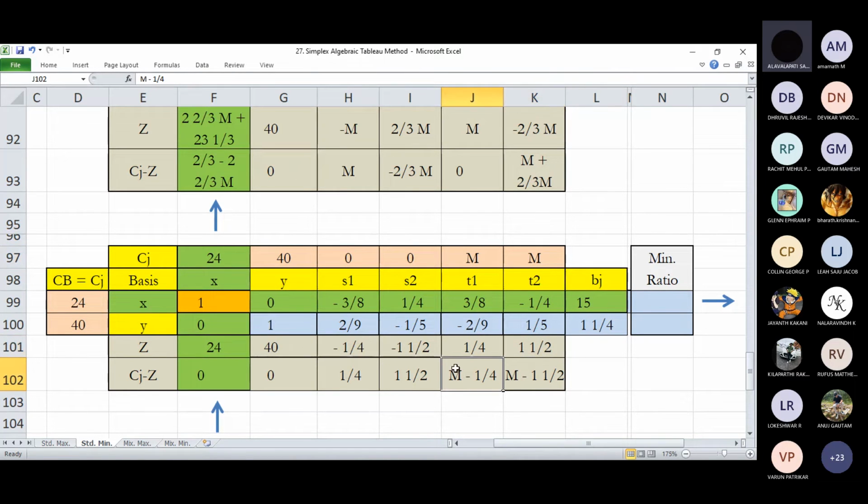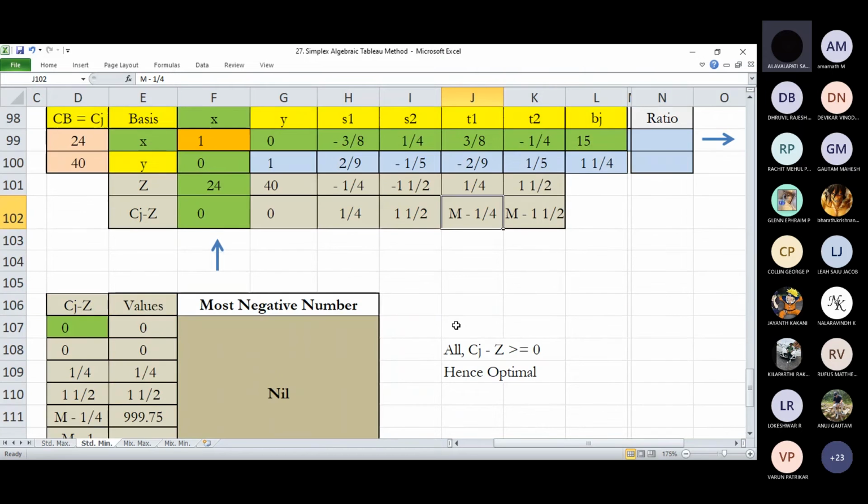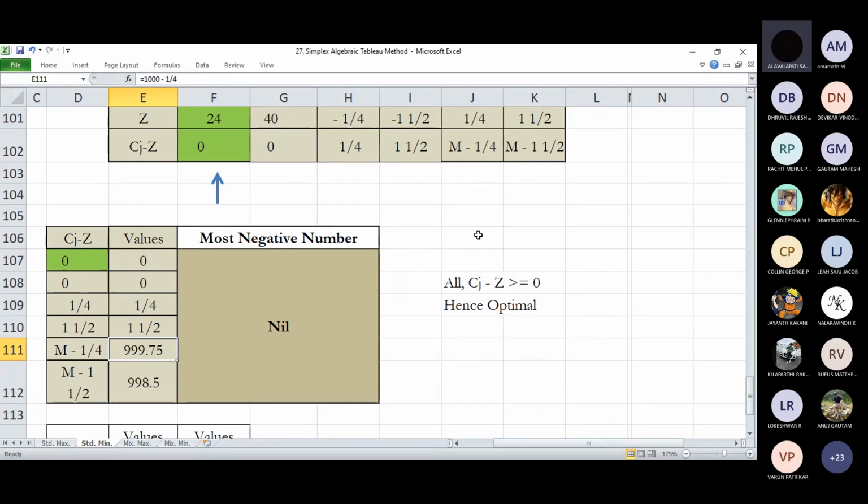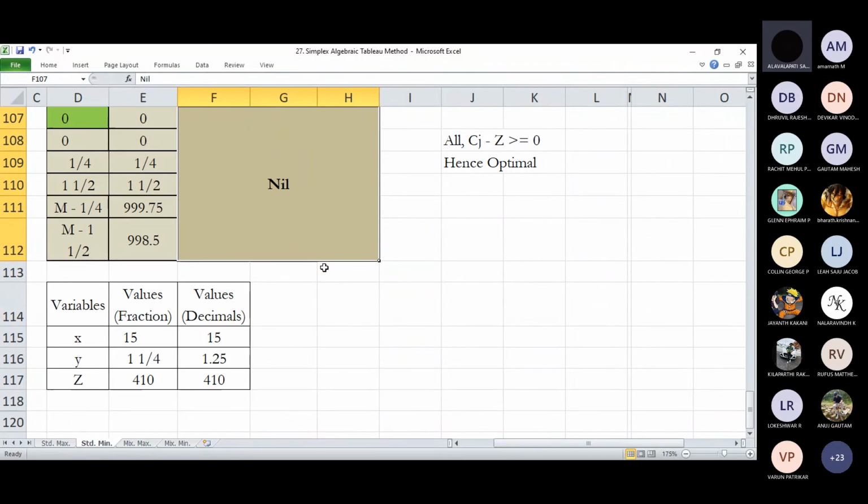So we need to see whether all the values of Cj minus Z are less than or equal to, I mean greater than or equal to 0. I beg your pardon, this is a minimization case, so all those values should be greater than or equal to 0. When you substitute M equals 1000, this is 1000 minus 1 by 4 and 1000 minus 1 by 2. So all these values are positive. We don't have any most negative number, hence the iteration gets stopped.